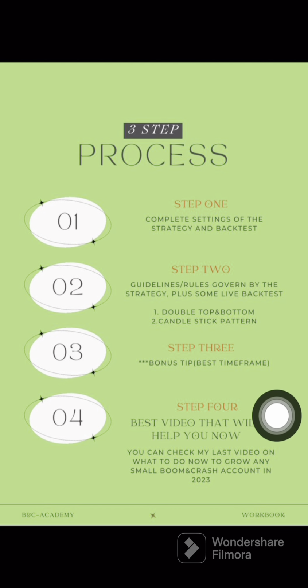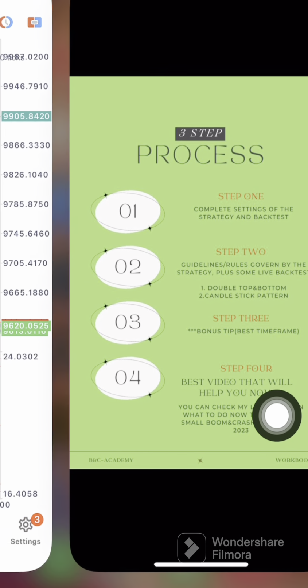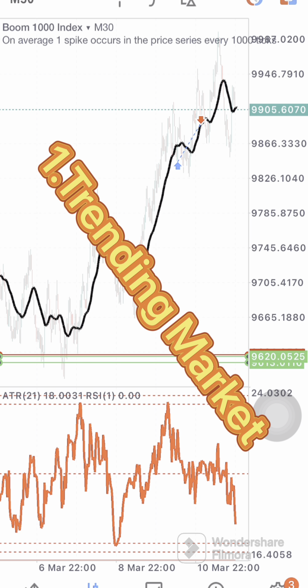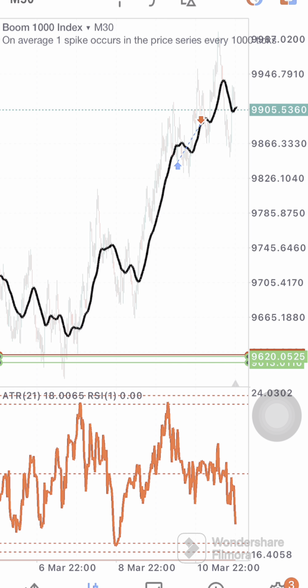Step 2 is the guidelines and the rules governed by the strategy. What are the conditions for this strategy? Number one, you need to understand that you can only trade this market in a trending market, either an uptrend or a downtrend. For Crash 1000, we use the downtrend to catch spikes. For Boom 1000, we use the uptrend to catch spikes, which is exactly what I'm going to show you now.